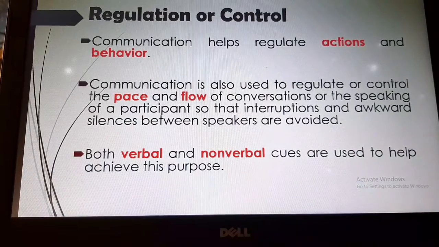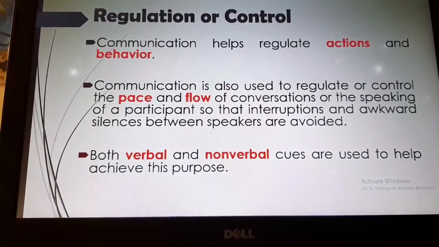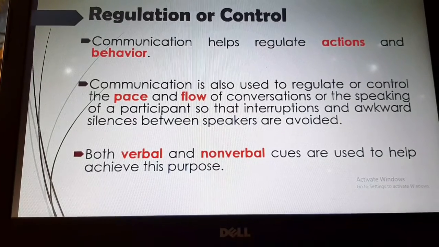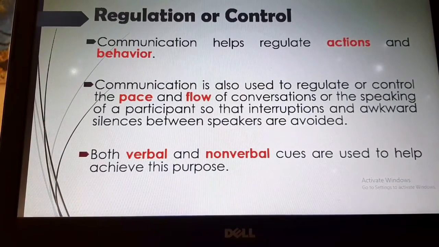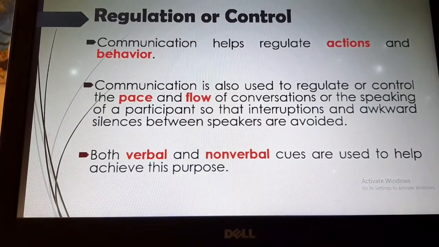Another nonverbal cue is leaning back. Just like a boss who leans back on his chair, he wants to tell the listeners that the conversation is over or the meeting is done. And that's about the first function of communication, the regulation or control.